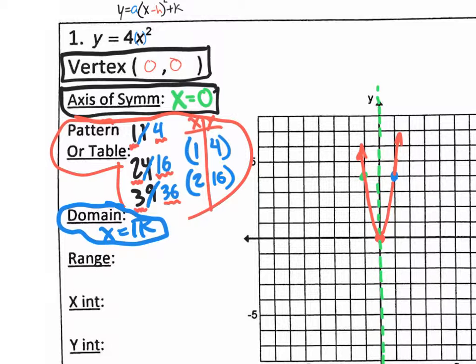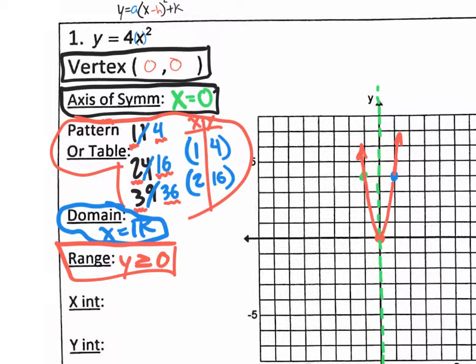The range is y is what? Greater than or equal to or less than or equal to? Greater than. It depends if it opens up or down. It opens up, which means greater than or equal to. So you're going to put greater than or equal to. Yes, the y value of your vertex, which is 0. Box that in. You get another point for that.